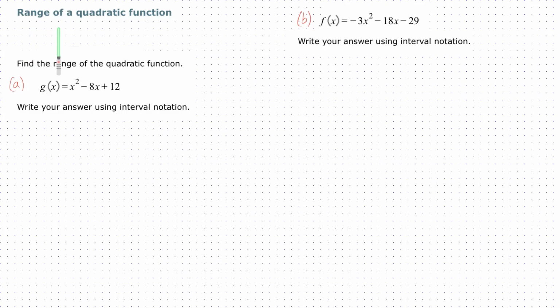We're going to go ahead and find a range of a quadratic function. There's going to be a couple of examples here. There's a part A and a part B. And in part A, we're given a g of x. So we want to find the range of g of x.